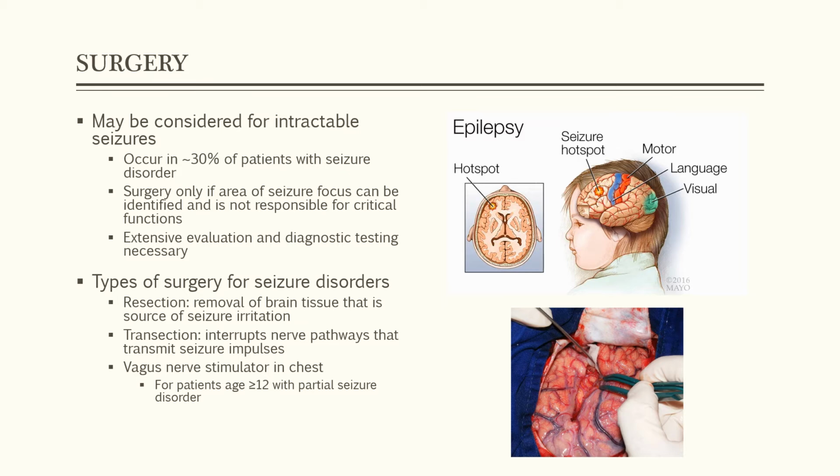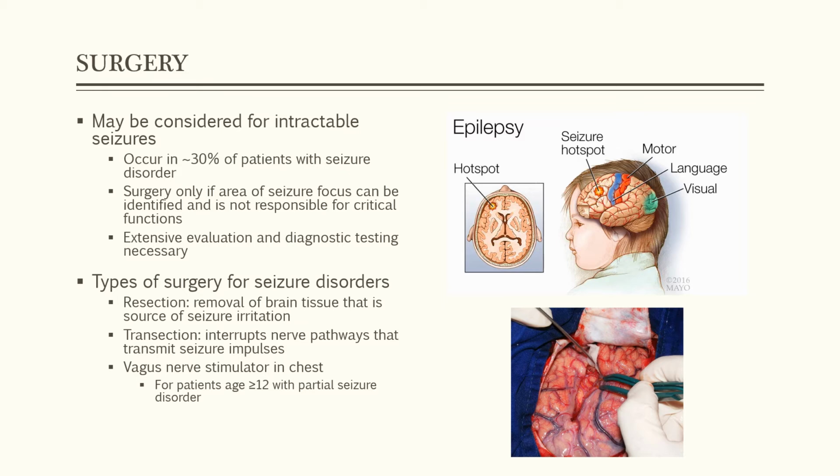There are three main types of surgeries used in the treatment of seizure disorders. The most common type of surgery is a resection, in which the section of brain tissue that has been found to be the source of seizure initiation is removed. This can include a lobe, a portion of a lobe, or even an entire hemisphere of the brain. A transection interrupts the nerve pathways by which the seizure impulses are transmitted through the brain. One common type of transection is a corpus callosotomy, in which the neural connections between the right and left hemispheres of the brain are severed.